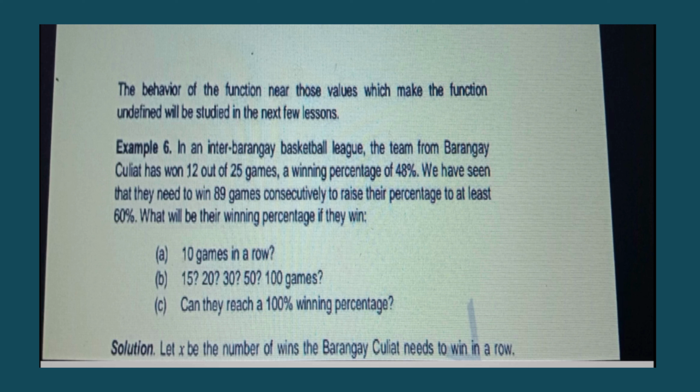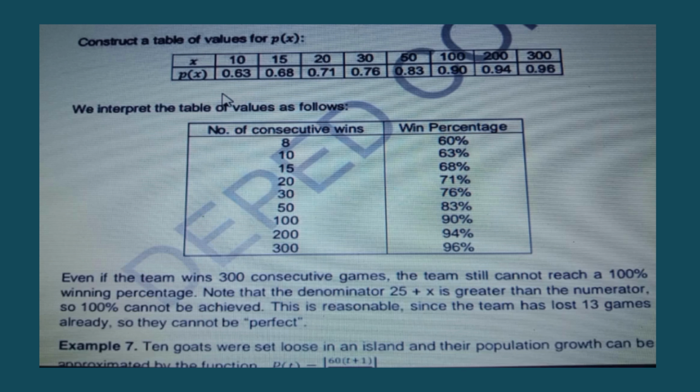Solution. Let x be the number of wins the Barangay Colyart needs to win in a row. Construct a table of values for P. We interpret the table of values as follows. Even if the team wins 300 consecutive games, the team still cannot reach a 100% winning percentage. Note the denominator 25 plus x is greater than the numerator, so 100% cannot be achieved. This is reasonable since the team has lost 13 games already, so they cannot be perfect.